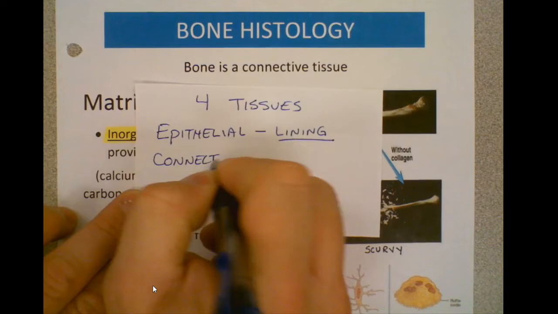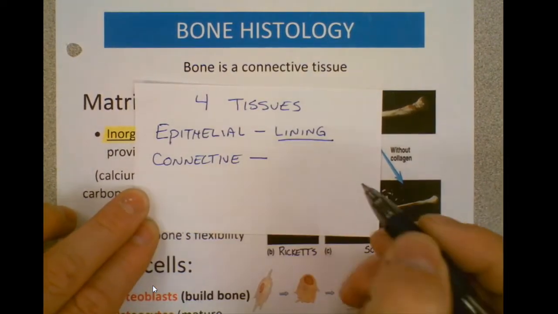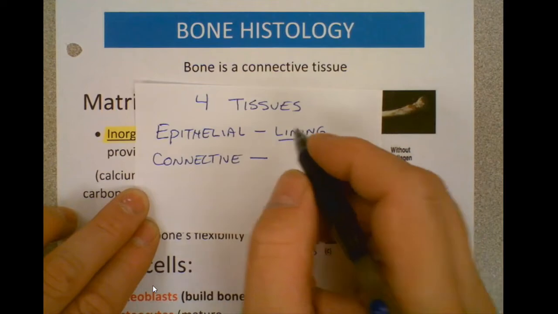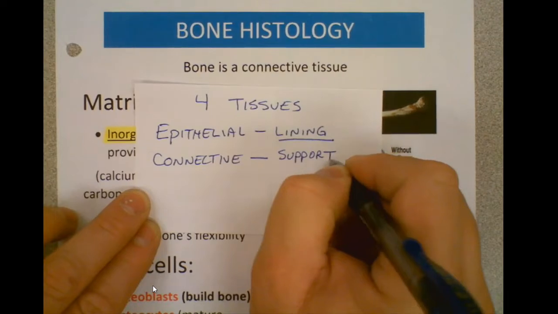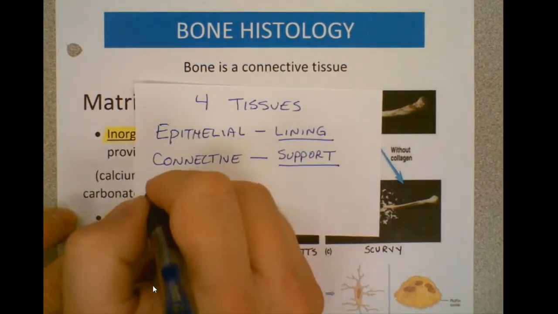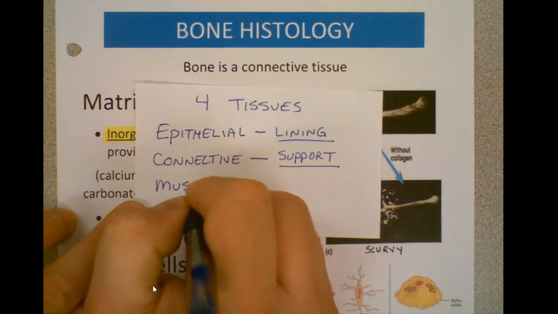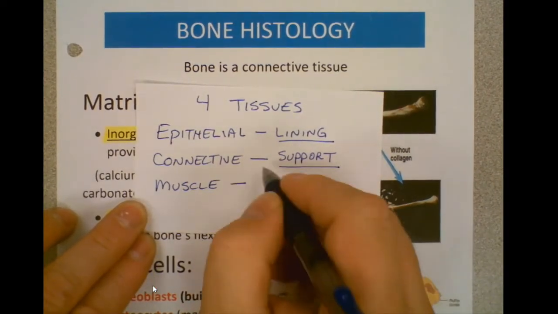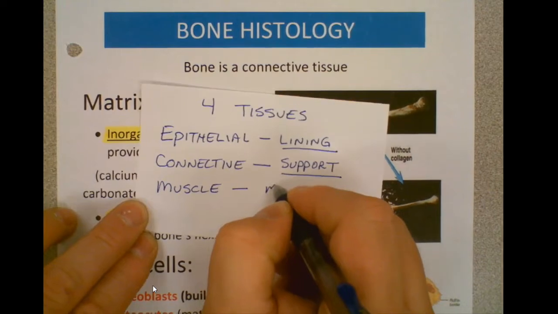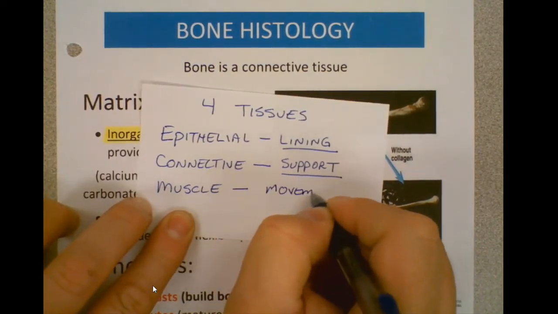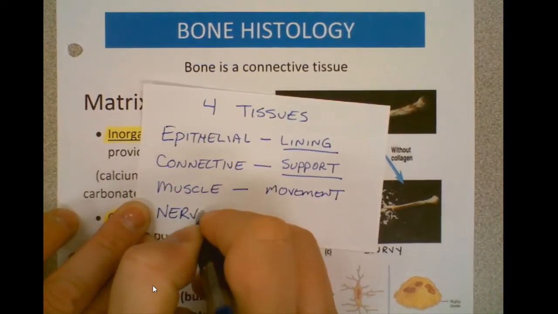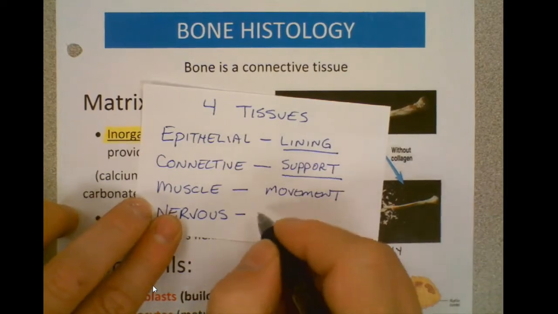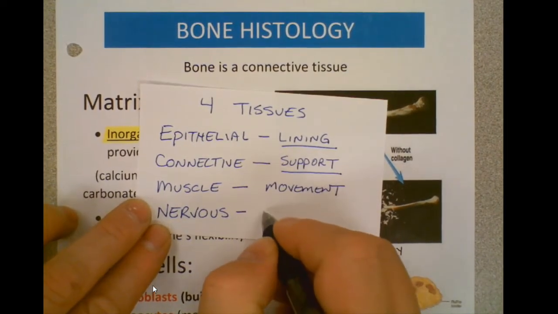Then we have connective tissue. Connective tissue is kind of named after what it does. It helps connect and hold our body together. So it is a support tissue, and that's what the skeleton is. Then the third type of tissue is muscle tissue, and muscle tissue is going to be mainly used for movement. And then we have nervous tissue. So there really are only 4 types of tissue. Nervous tissue is going to move electricity.